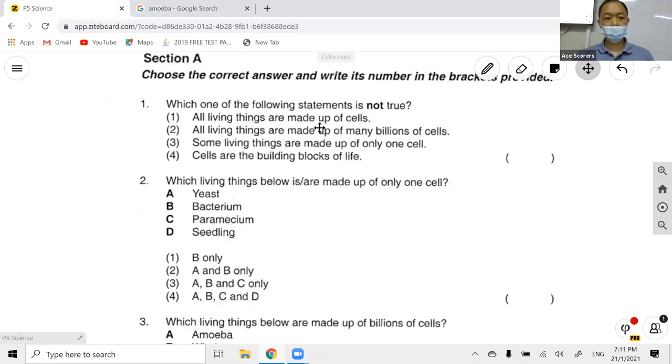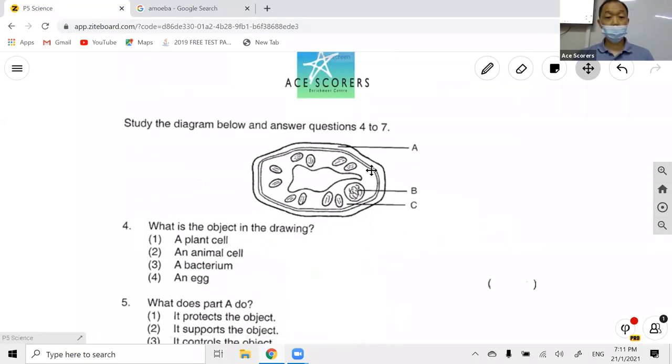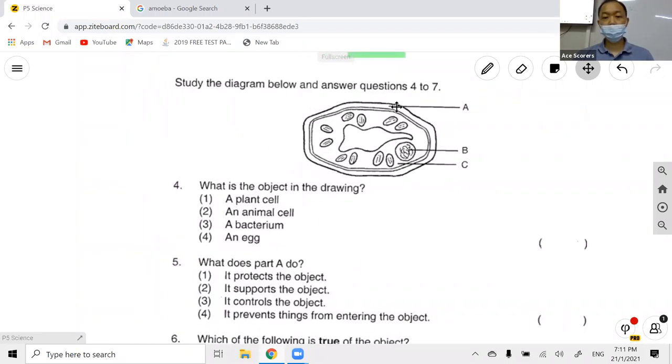Which question is that? Five. What does part A do? A is a cell wall. It's literally cell membrane. No, it's not cell membrane, it's cell wall. So it supports the object. An egg. It's a plant cell, okay? How can it be an egg? It doesn't look like that. Try again. Part A is the cell wall. So what's the purpose of a cell wall? Support. Because the plant cell doesn't have bones. That's like the bone? That's not the bone, okay? You cannot say that's the bone. But it is like it? It supports the whole plant, right? The cell.